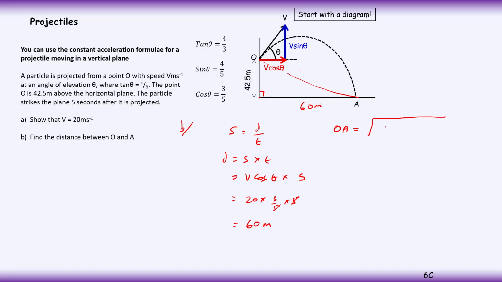It's going to be the square root of 42.5 squared plus 60 squared. When I work that out, I get 74 meters. So OA equals 74. Hit pause, make some notes. When you're ready, hit play. We'll look at another example.